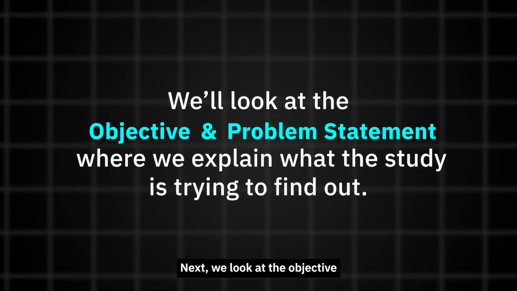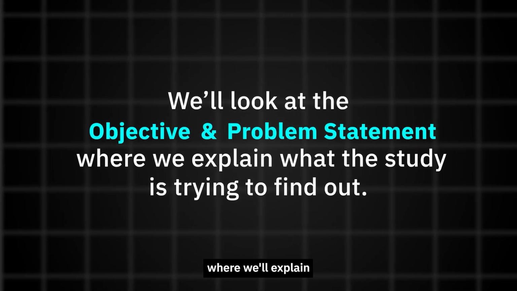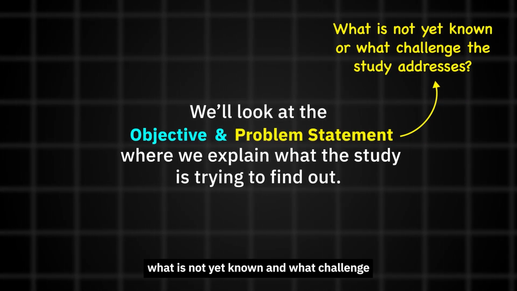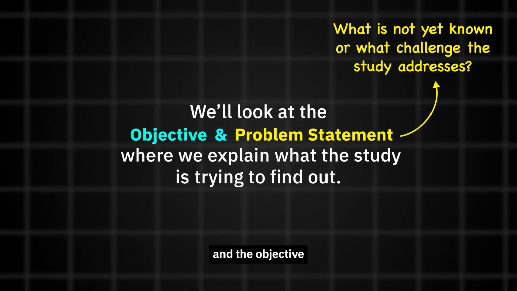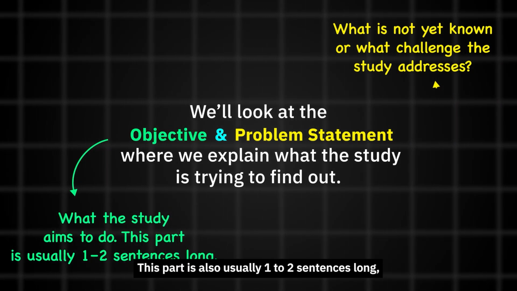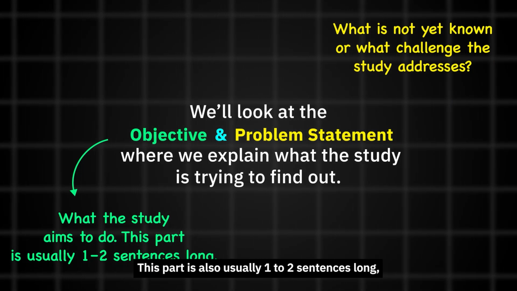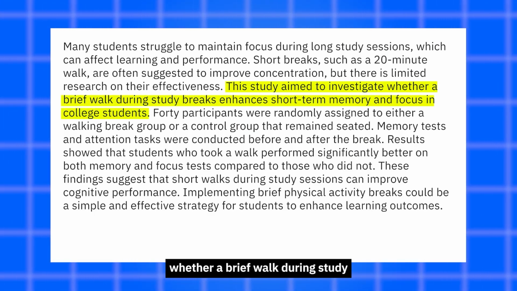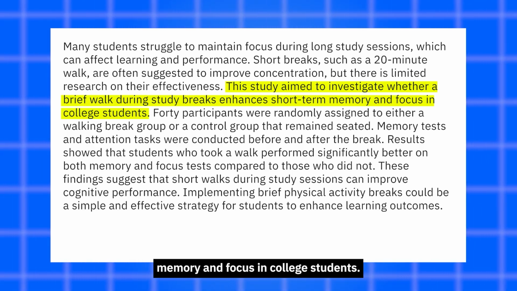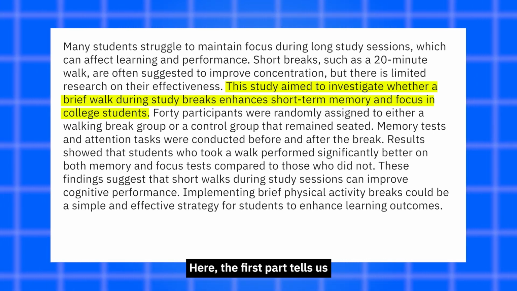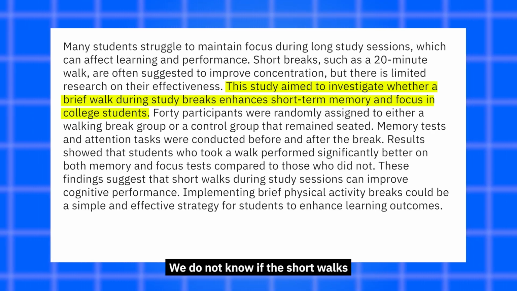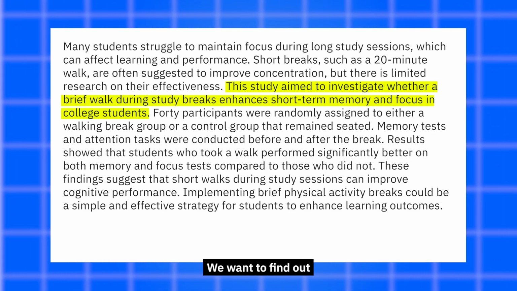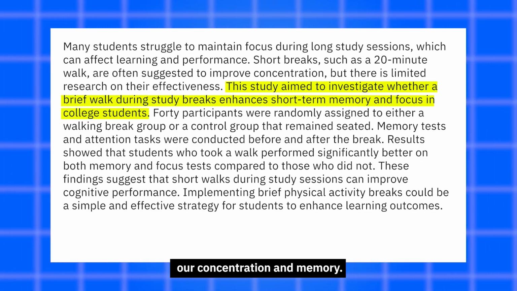Next, we look at the objective and problem statement, where we'll explain what the study is trying to find out. The problem statement shows what is not yet known and what challenge the study addresses. And the objective explains what the study aims to do. This part is also usually 1 to 2 sentences long. Like from our abstract, this study aimed to investigate whether a brief walk during study breaks enhances short-term memory and focus in college students. Here, the first part tells us the research gap. We don't know if the short walks improve focus. The second part is the objective. We want to find out if walks improve our concentration and memory.